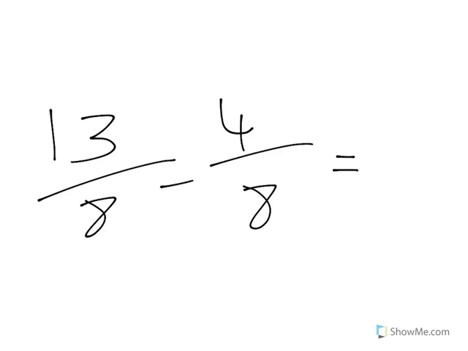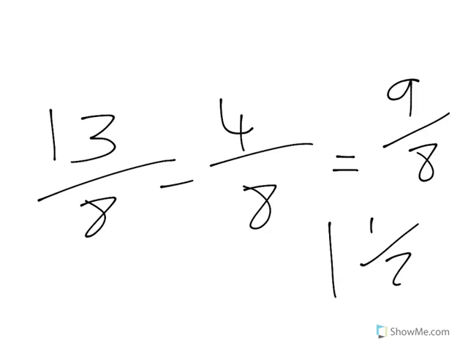Subtraction works in exactly the same way. You just subtract the numerator from one of the fractions to the other. So 13/8 subtract 4/8 would leave you with 9/8. And again, you'd be able to convert that to 1 and 1/8 for the mixed number.